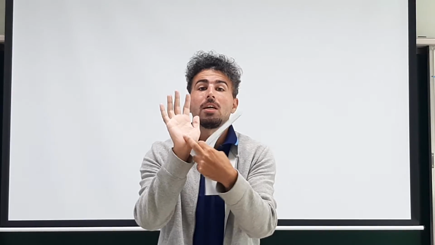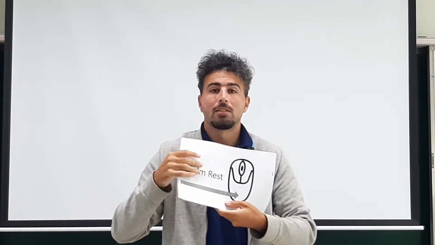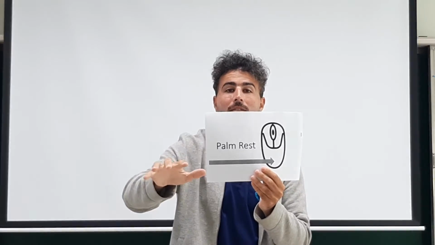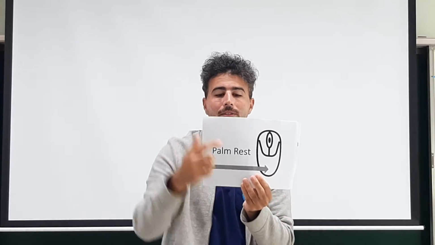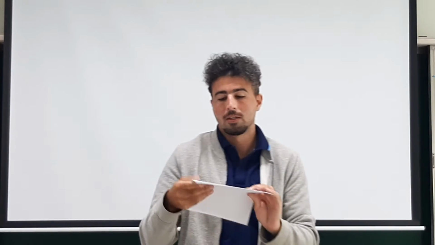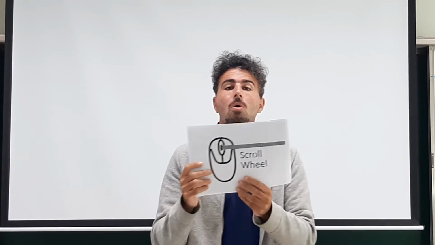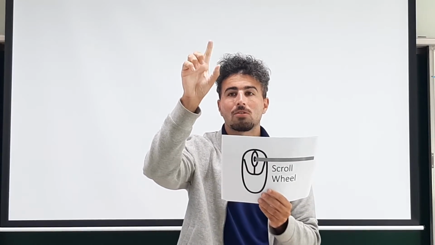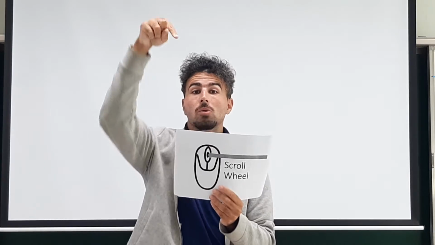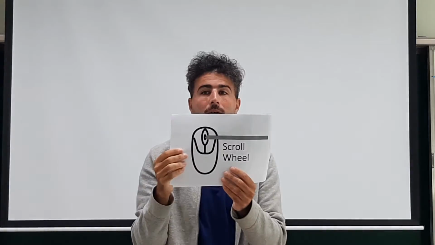Number 3 is another word for your hand. This part of the hand here is palm rest. Palm rest. So you use it to move. This bit here is on the palm rest, which is here, okay? And the last one, scroll wheel. So your hand is on there and you scroll using your finger like this. Scroll up or scroll down. Scroll wheel, okay? So let's review that one more time.